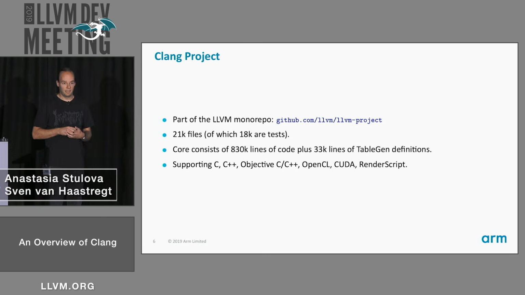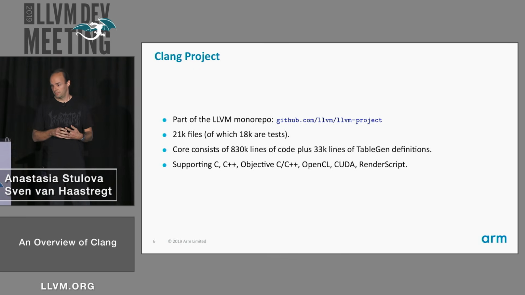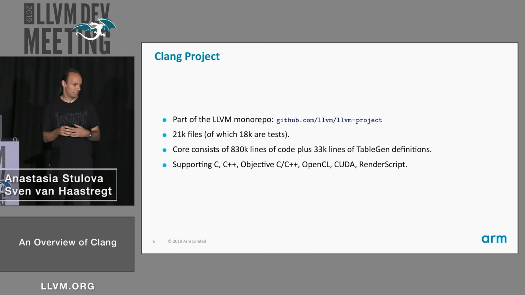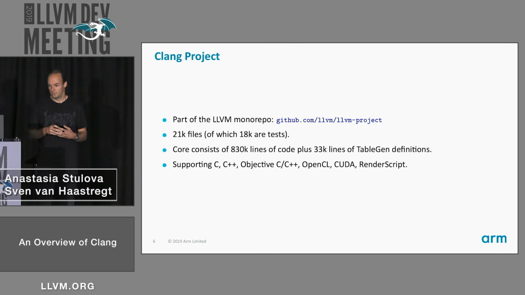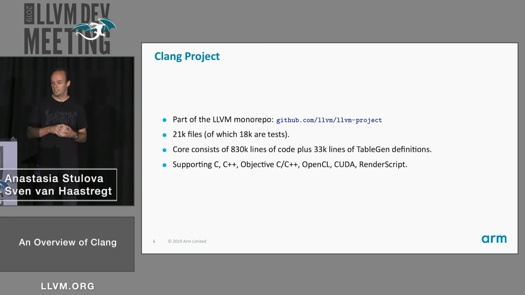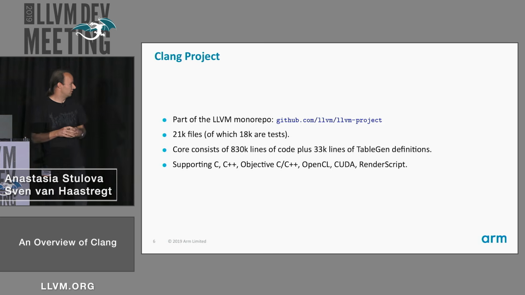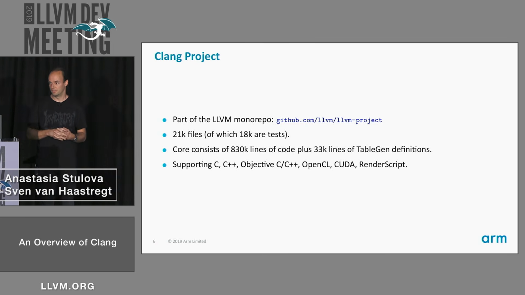The Clang project is part of the LLVM monorepo these days, which you can find on GitHub. It consists of around 21,000 files at the moment. That might sound a bit overwhelming, but actually 18,000 of these files are little test programs, so it's overall not too bad. The core of Clang itself is 830,000 lines of code. And then there's another 33,000 lines of TableGen definitions. Clang supports a whole variety of different languages and dialects, as long as they're based on C or C++.